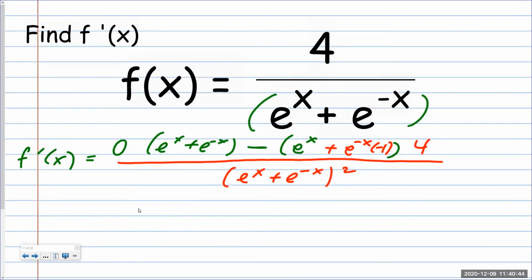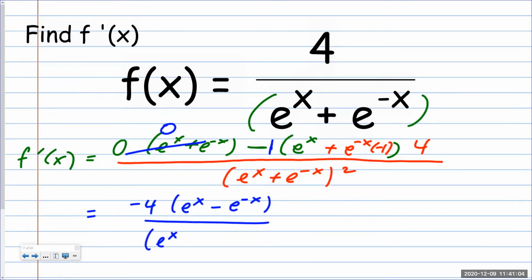Okay, I'm going to go through and try to simplify this. 0 times anything is 0, right? You still have this negative sign though. So this is really negative 1 times 4. Everything's being multiplied. So on the top you have negative 4 times e to the x minus e to the negative x. Okay, you divide that by the quantity e to the x plus e to the negative x quantity squared. When you look at this, you're going to think you can simplify this, but I want to point out this is a minus sign and this is a plus sign, so they're not going to be simplifiable. Okay, that's your word for today.